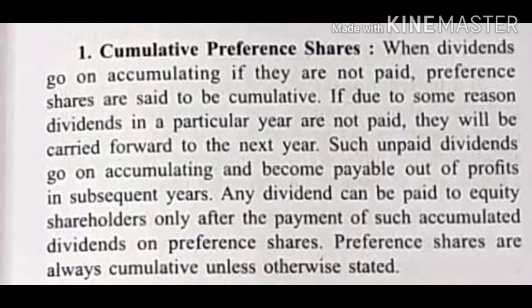If due to some reason dividends in a particular year are not paid, they will be carried forward to the next year. Such unpaid dividends go on accumulating and become payable out of profit in the subsequent years. Any dividend can be paid to equity shareholders only after payment of such accumulated dividends on preference shares. They are always cumulative unless otherwise stated.